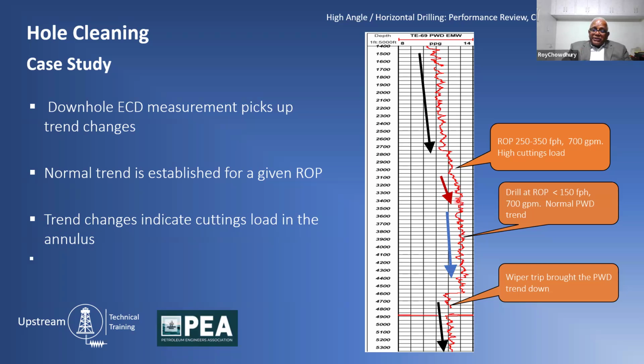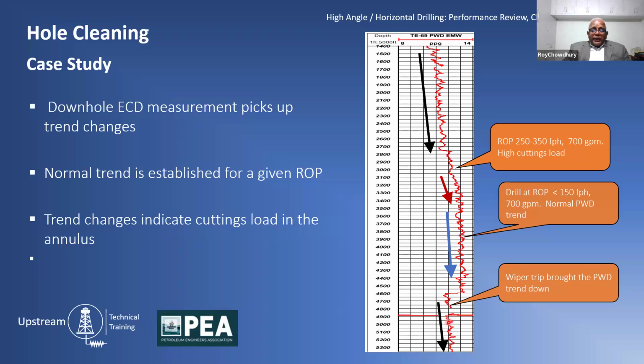Now, if that is the case, what is the solution? You slow down your penetration rate, unless you want to increase your flow rate and RPM and the other things to see whether this is helping you bring this curve in line. In this case, however, they slowed down the ROP to 150 feet an hour. Flow remained the same, 750 GPM. And guess what? We came to the very normal trend that we have seen in the past, because now the penetration rate was lower. So notice the slope of the line is much lower.